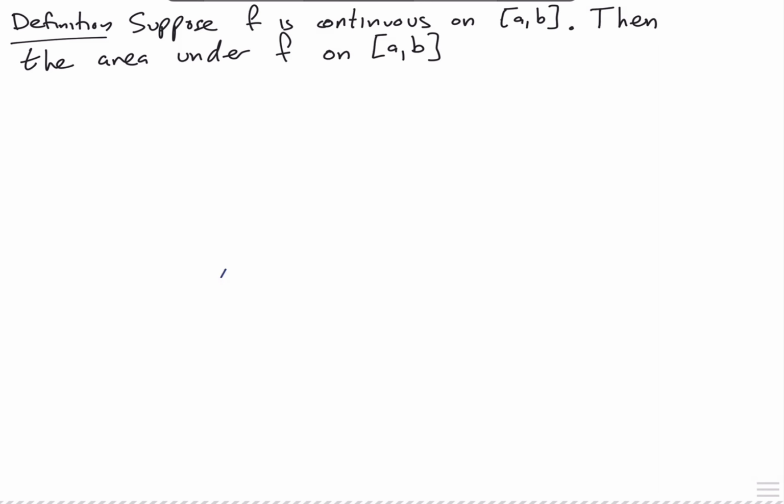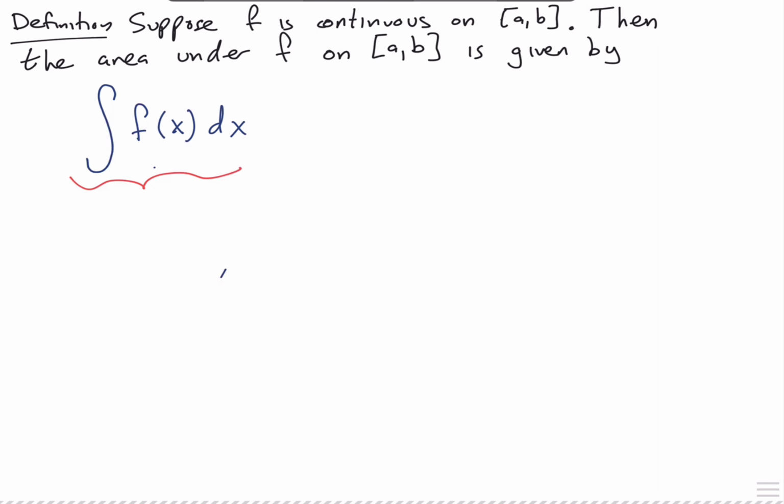is given by, and I'm going to introduce some new notation here. We have this elongated S, and then f of x dx. The way you say this is called the integral of f of x. And then I forgot to put a and b. So this is called the integral of f of x from x equals a to x equals b.